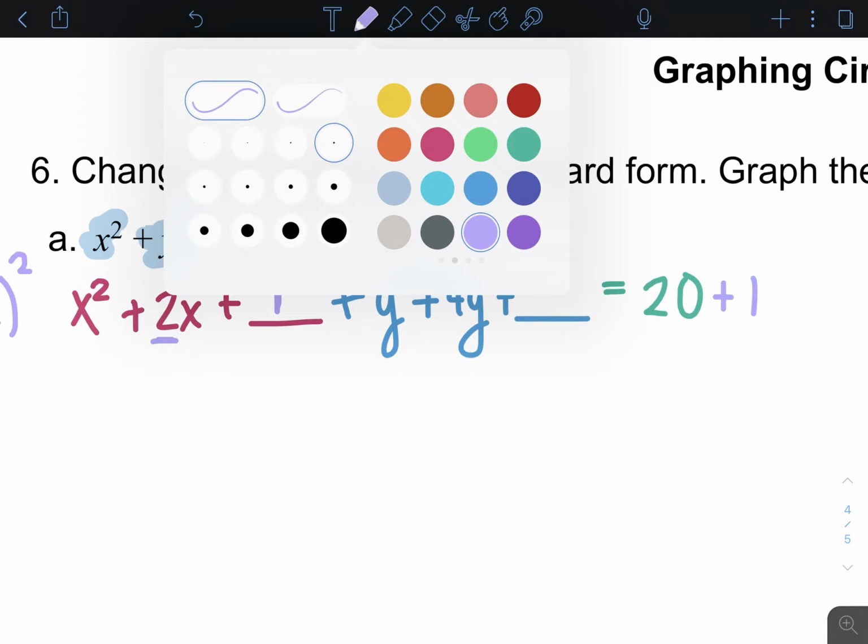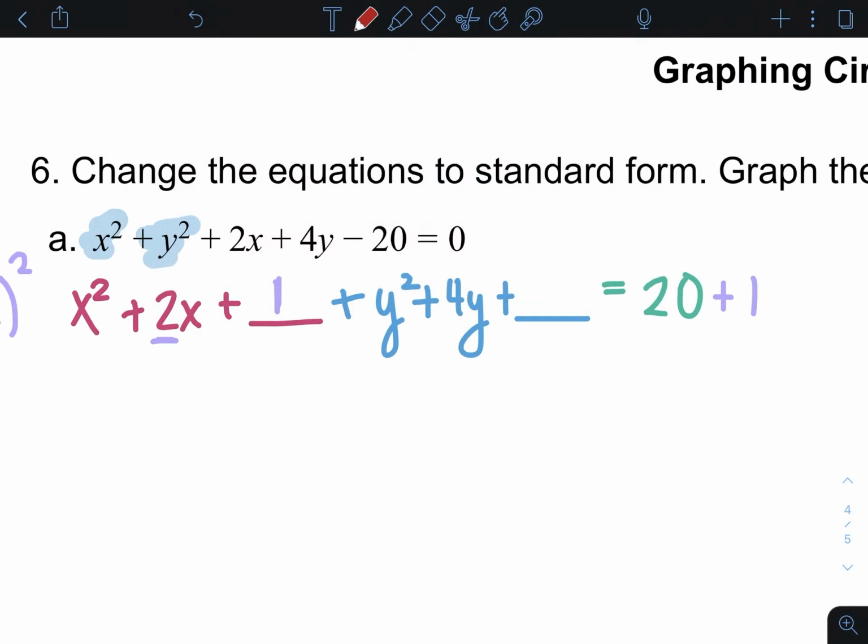Next, I need to complete the square. If I have my middle term is 4, 4 divided by 2 is 2, and then when I square that, I get 4. So this 4 is going to complete the square for me, and I need to add it onto the other side. And now I can simplify this.